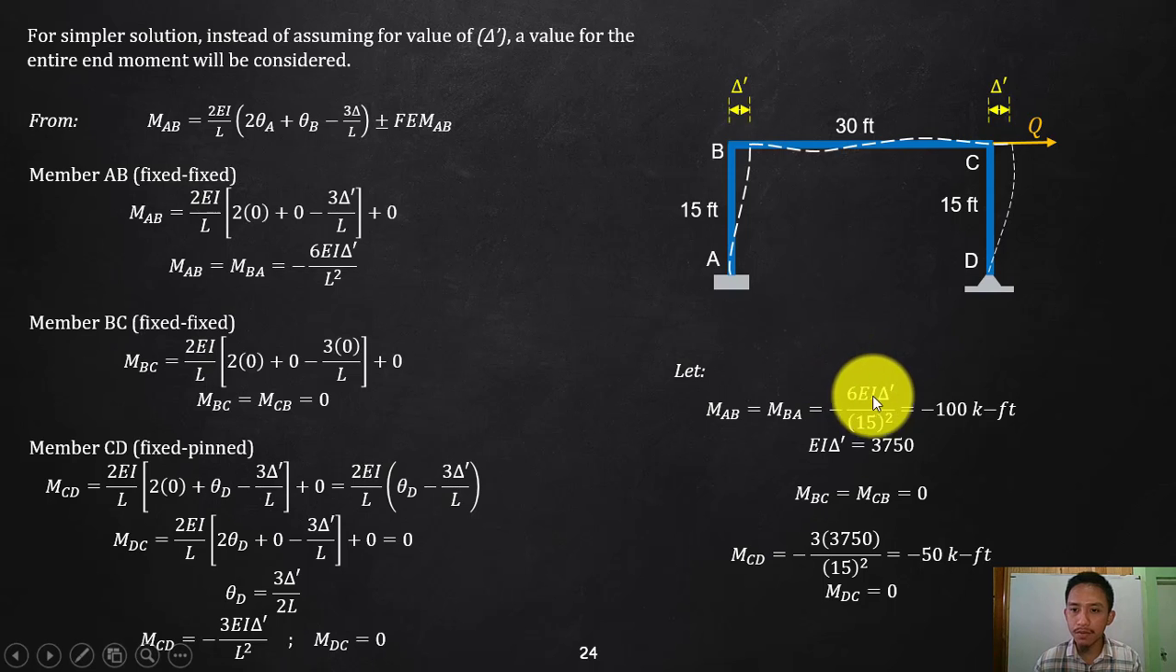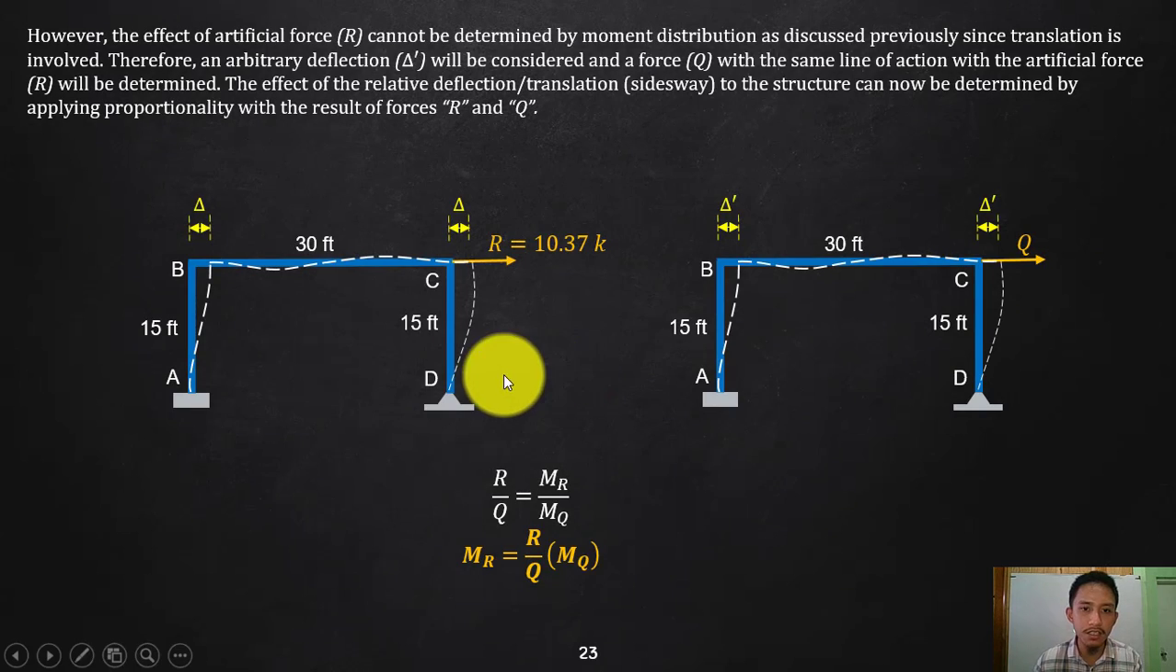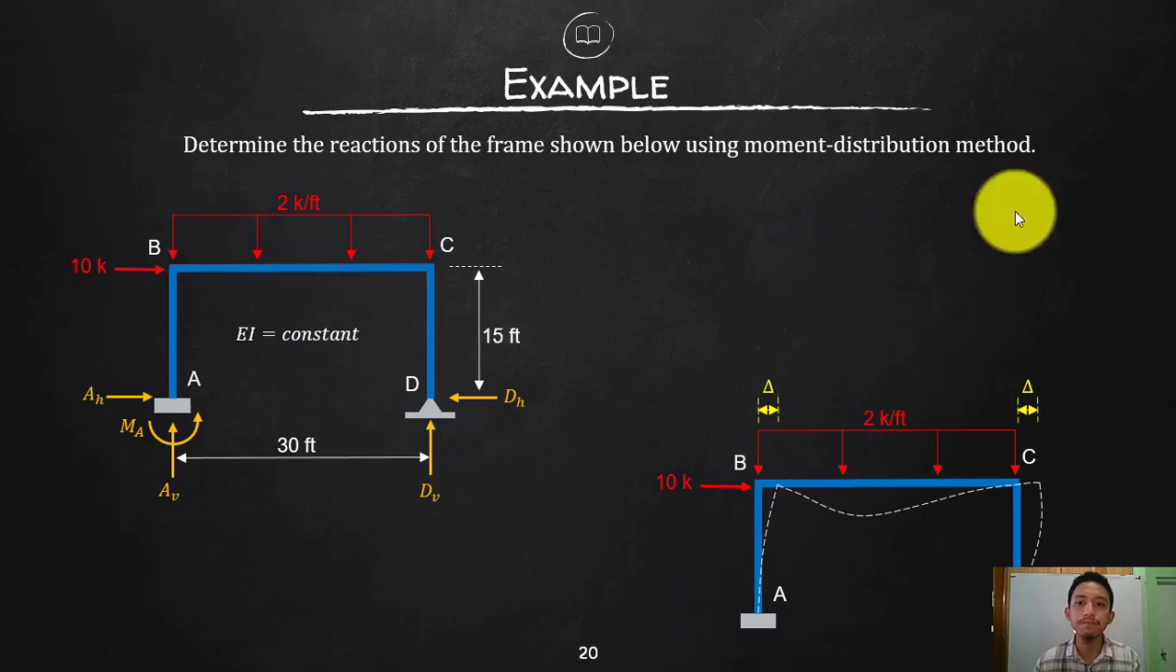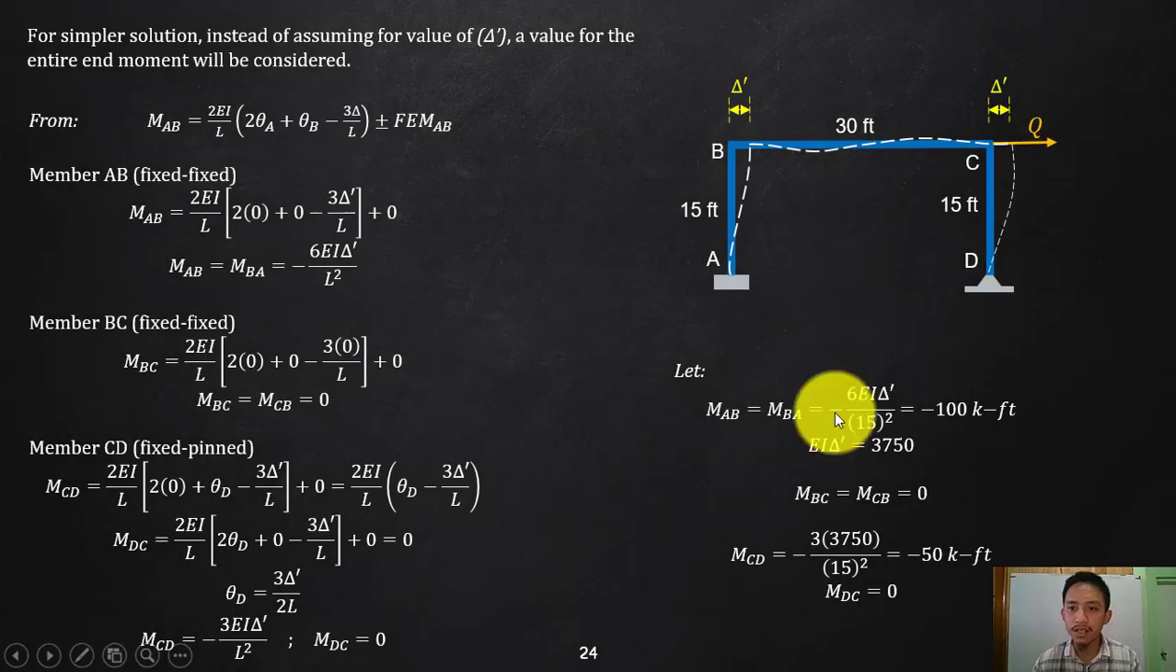Now I will be solving the EI delta, since again EI delta in this problem is constant, isn't it? So that will not affect. Yes, since EI is constant. But again, if EI is not constant or is variable, all you need to do is change that with the value of your EI.